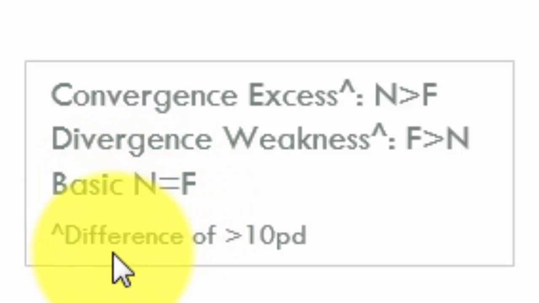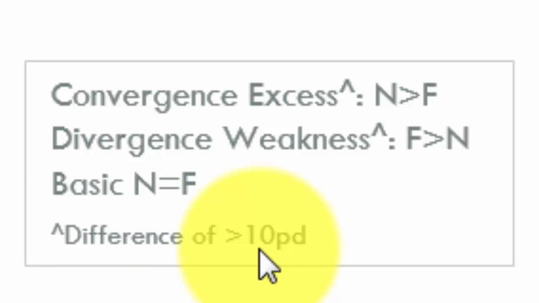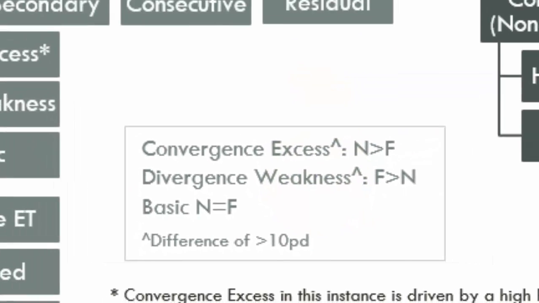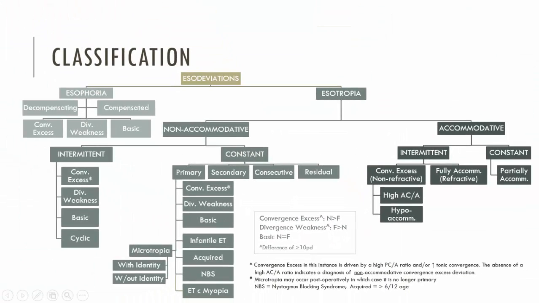And as always, we need a difference of at least 10 prism diopters to begin classifying somebody as having either a convergence excess or a divergence weakness esodeviation. Let's now move on to the manifest deviation, so the esotropic patients. We have two types of esotropia. We can classify a patient as having either a nonaccommodative esotropia or an accommodative esotropia.